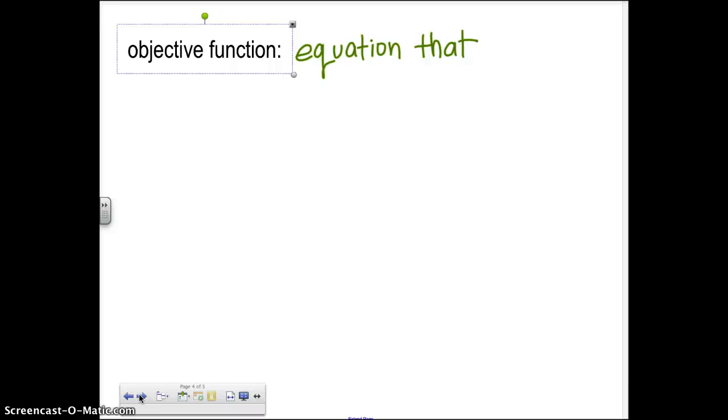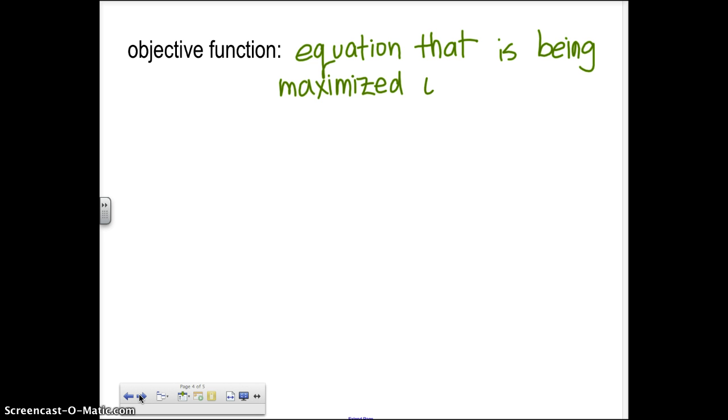Okay? But in this case, this is the equation that is being maximized or minimized.